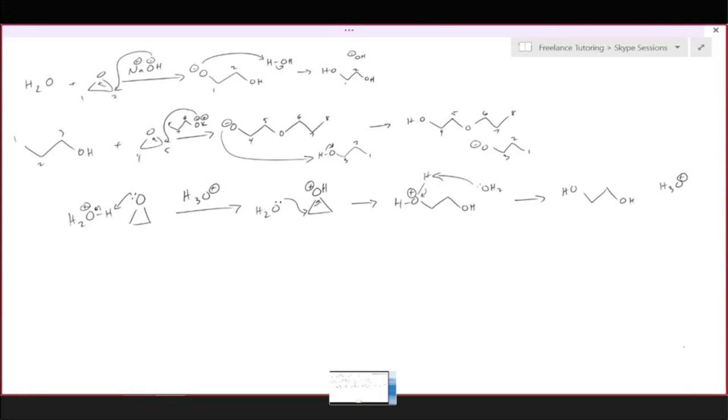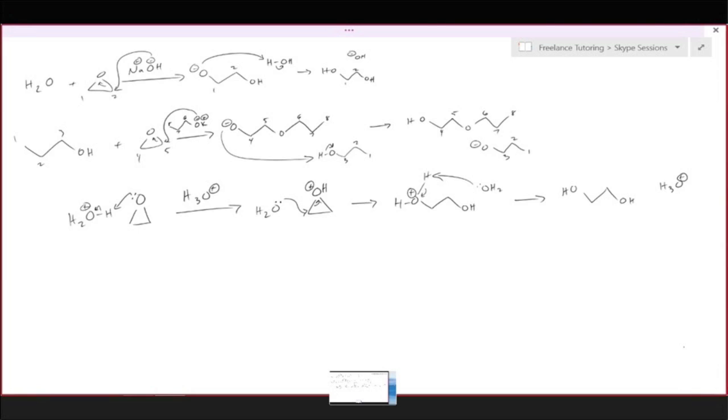Now, let's compare this to the water attacking the epoxide at the top of your screen. At the top of the screen, you have the water and the epoxide under basic conditions. And now on the bottom of the screen, we have the water and the epoxide under acidic conditions. Compare the ultimate products of both of those paths. What do you notice about the ultimate product under basic conditions or under acidic conditions? Let's focus on the main molecule.